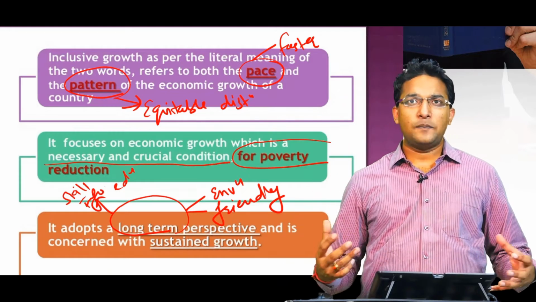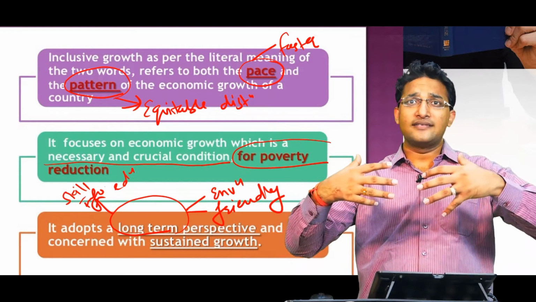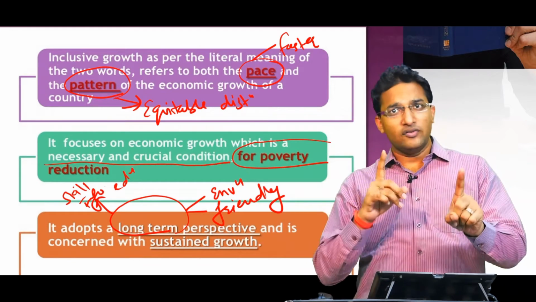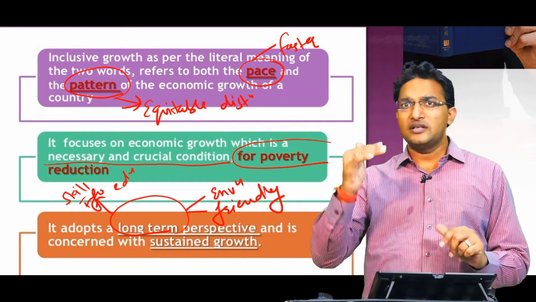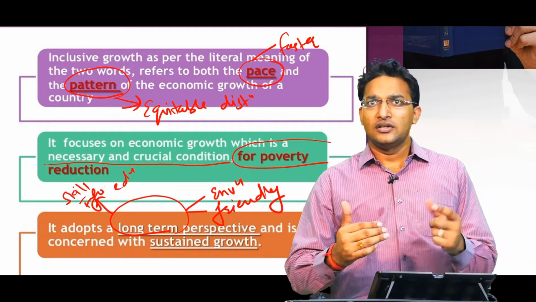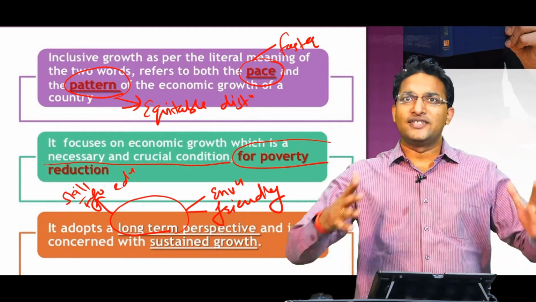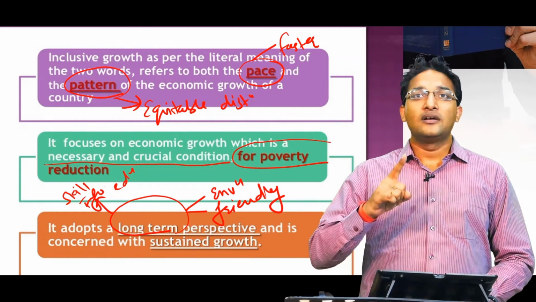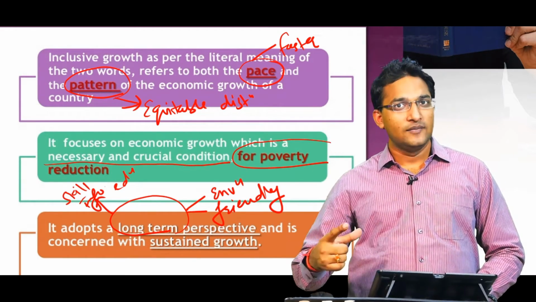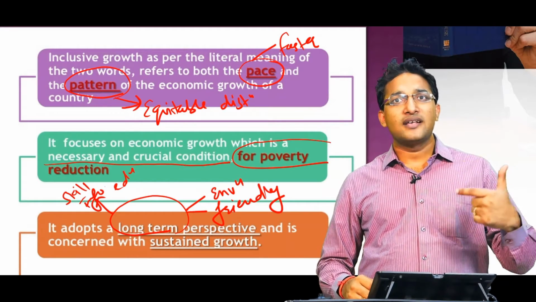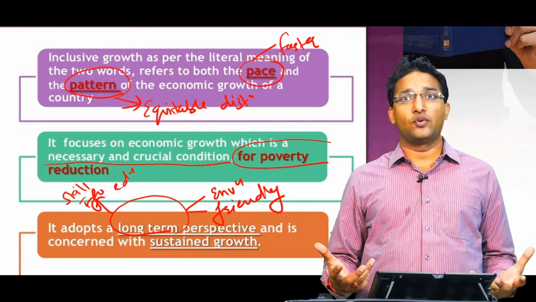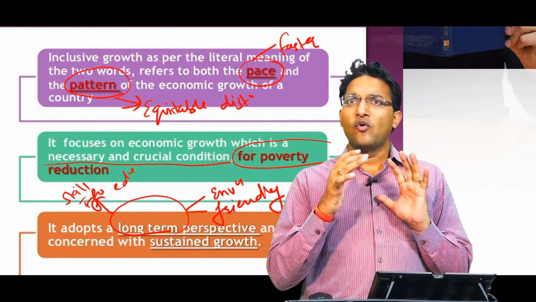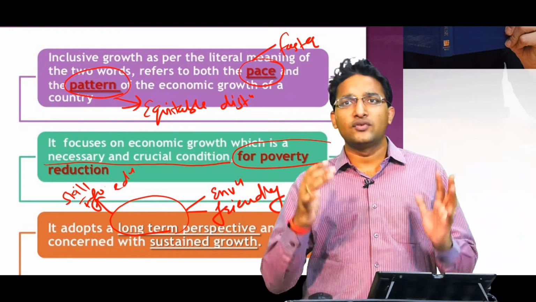So let me recap the entire discussion that we have done till now. There are two aspects. One is the inclusive, another is the growth. Growth means GDP growth. Inclusive means benefit reaching every section, and that can be achieved through two dimensions. One is that everyone has equal opportunity, and second is that everyone has the capability to avail that opportunity. This is one way of understanding inclusive growth.